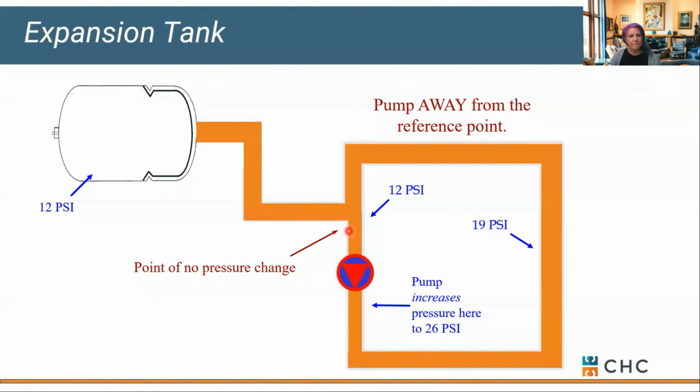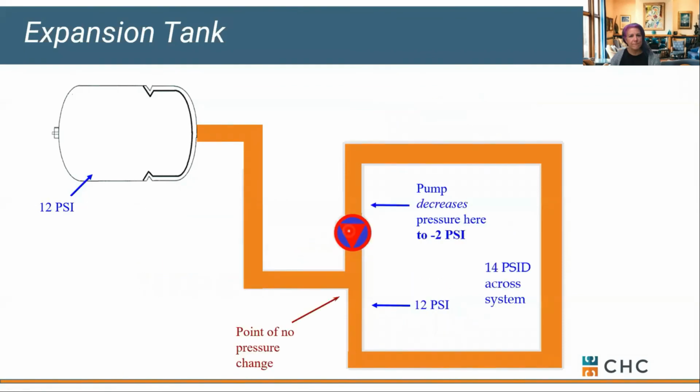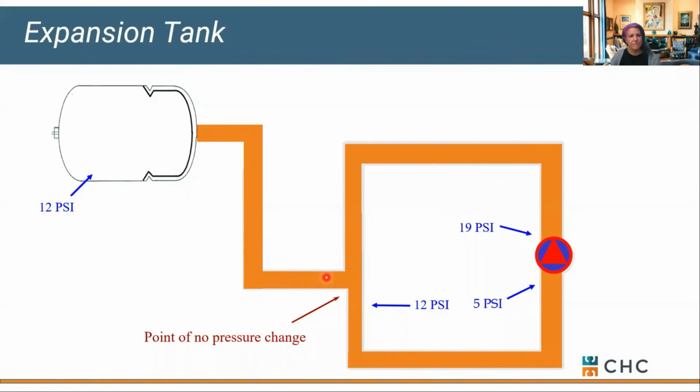Everything's good. If we make the mistake of tying our expansion tank into the discharge of our pump, this is our point of no pressure change. It's still saying, hey, we're only going to be at 12 pounds. Meaning if I turn my pump on, my differential pressure machine, my discharge stays at 12. That 14 pounds of differential actually gets taken away on my pump suction. I can drive my pump suction into negative numbers if my expansion tank is located at the wrong spot. So we always want to pump away from our expansion tank. We want to keep it close to the pump.